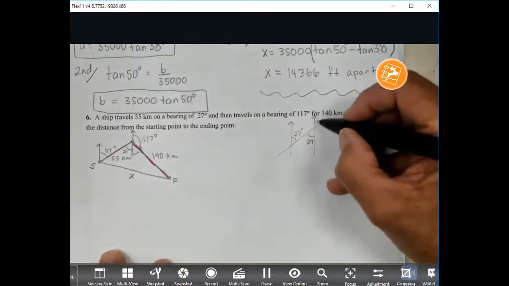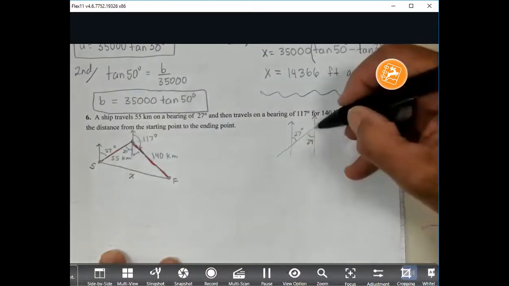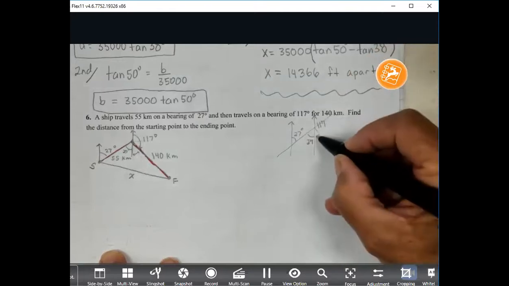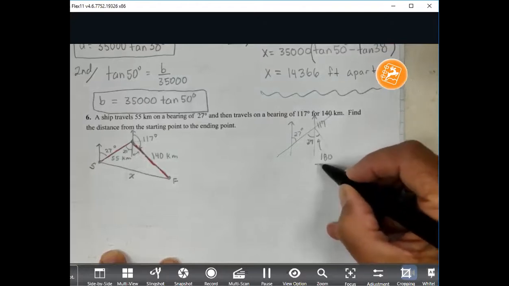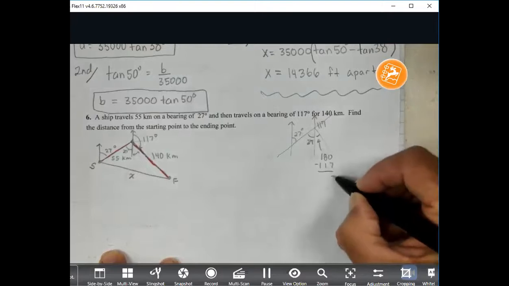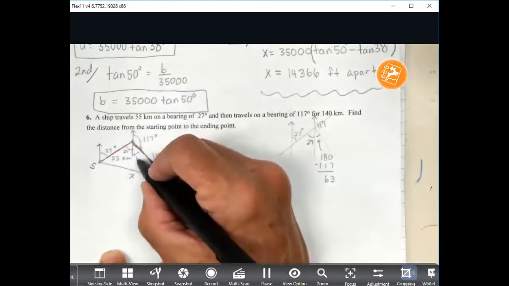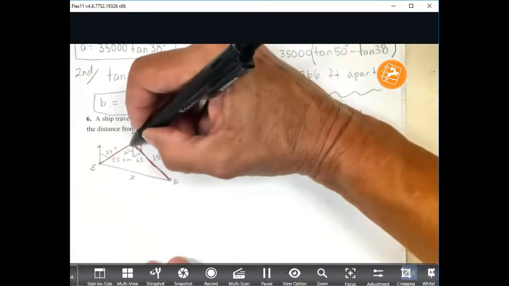I've got here, let's see. Yeah, this is the 117-degree angle. So this angle here is 180 minus 117. So that's a 63-degree angle. And looky there, what's the sum of 63 and 27? So this angle right here is a 90-degree angle.